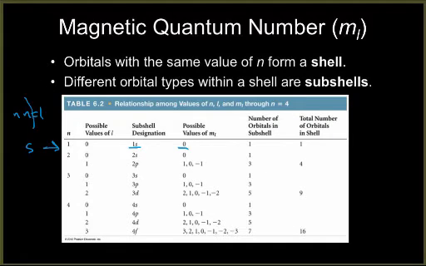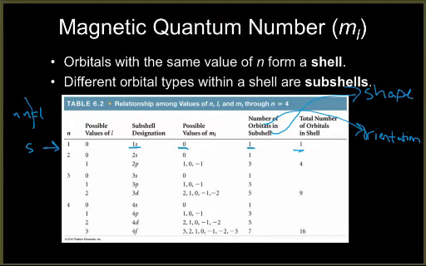The possible values of m sub l, that's our orientation, how many different ways it can be on the axis. The m sub l value is 0 because there's only one possible orientation. Number of orbitals in the subshell, and again the subshell is the shape and the orbital is the orientation. For an s orbital, there's only one orientation, so the total number of orbitals is only 1.